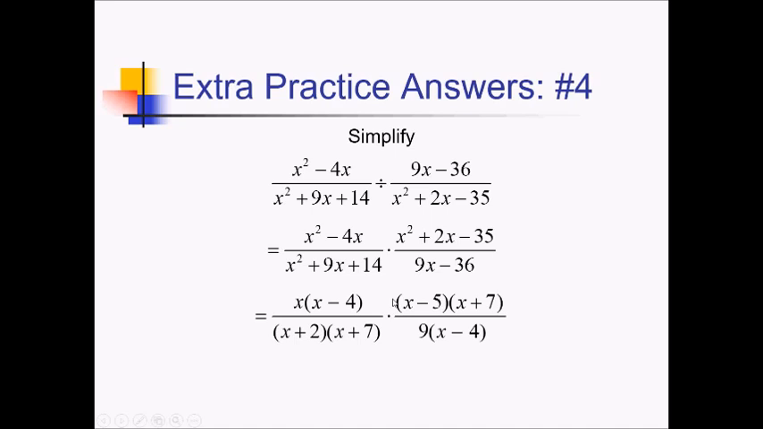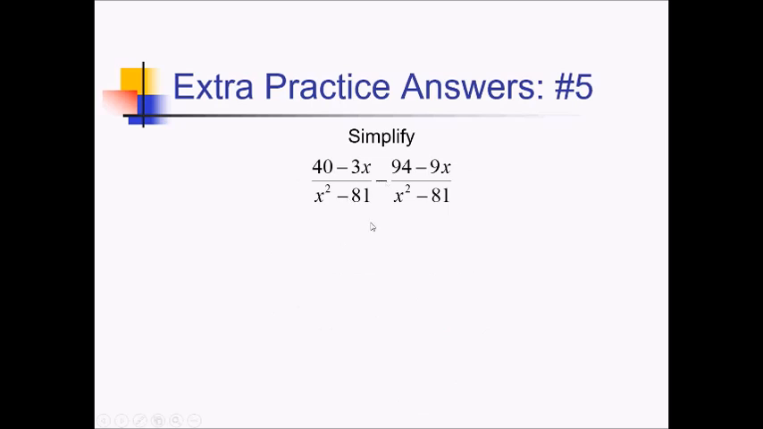What cancels here? Well, it looks like these x minus 4s can cross-cancel because I'm now multiplying. So multiplying allows you to cross-cancel, because if you did multiply right now, they would just end up in the same fraction anyway. These x plus 7s across from each other can also cancel. And it looks like that's it. So in the numerator, I have an x times x minus 5. In the denominator, I have this 9 and an x plus 2, and that's as good as it gets.